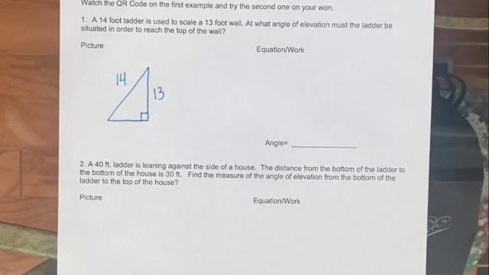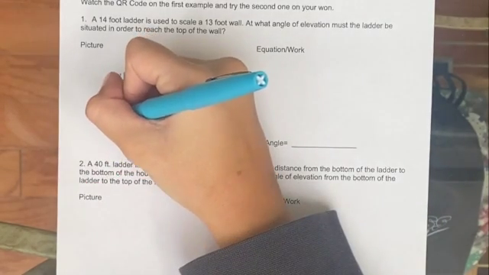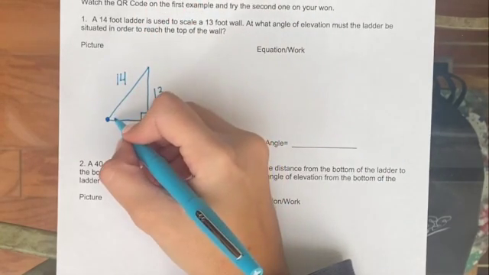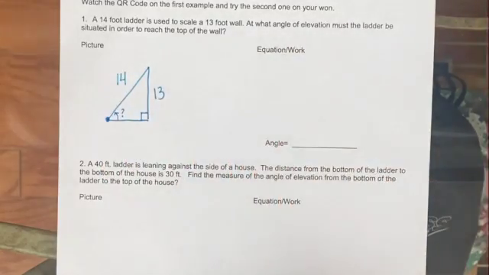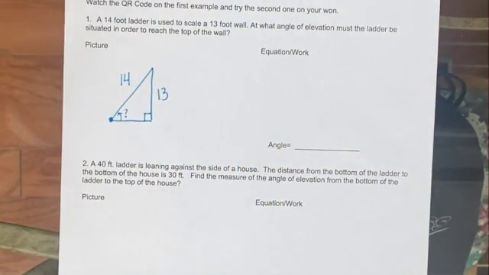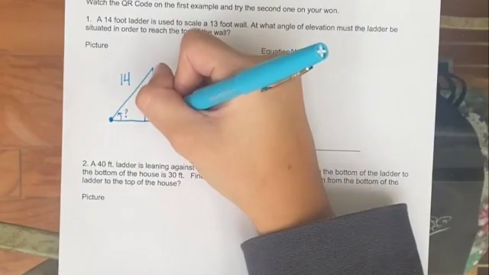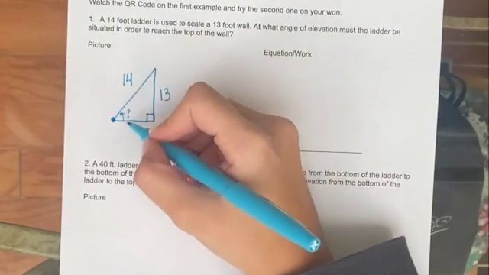So we want to find the angle of elevation the ladder must be situated in order to reach the top of the wall. So the angle of elevation, remember, is our angle looking upwards. So that's going to be that angle in here. So now I have this side here, and I want to find this angle.